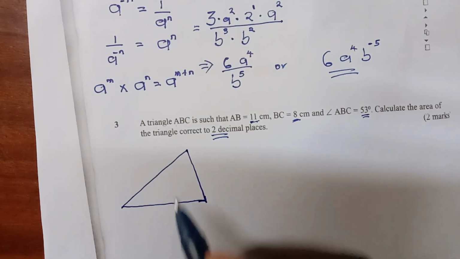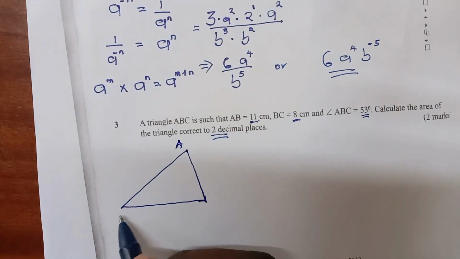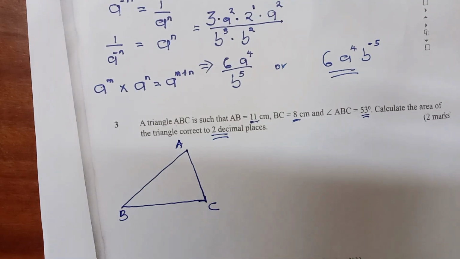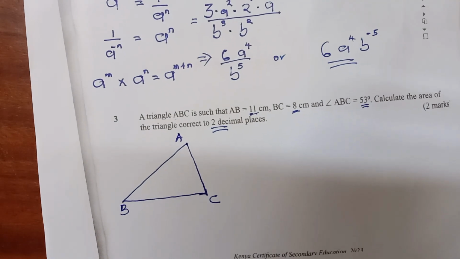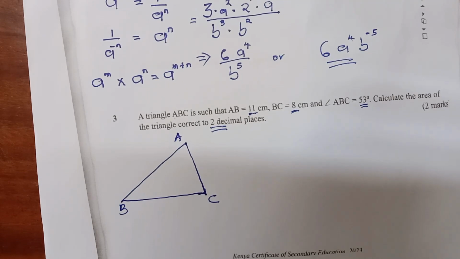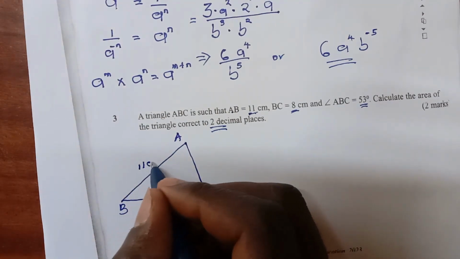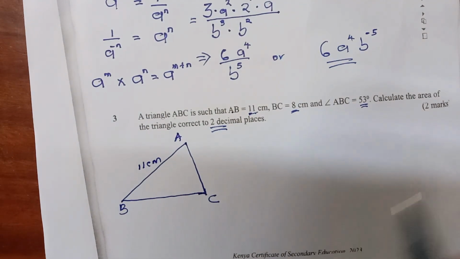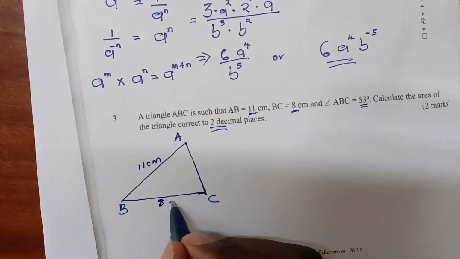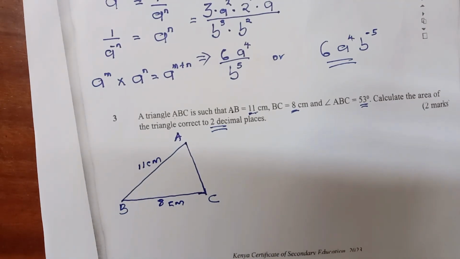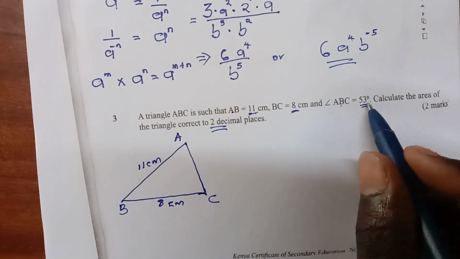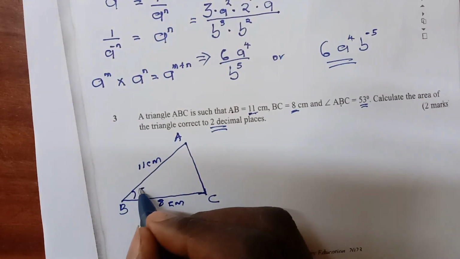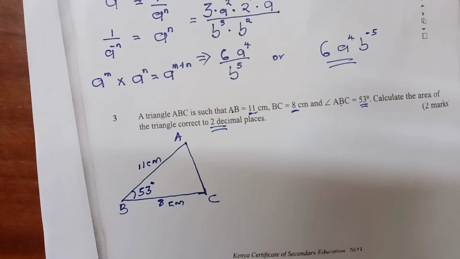Label it as A, B, C. Now, after you label it as ABC, we go ahead and give it the measurements. AB is 11 centimeters. BC is 8 centimeters. Then angle ABC is 53 degrees. So we are supposed to calculate the area of this particular triangle.